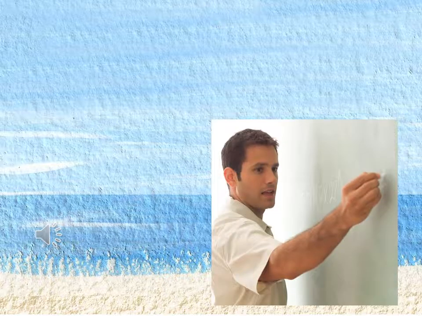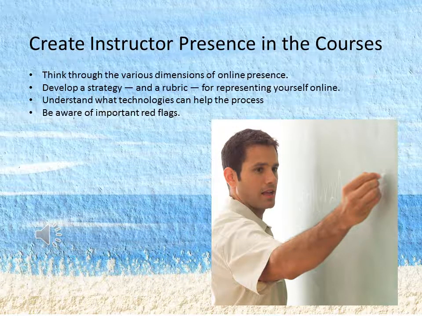In addition to a human presence, you want the instructor to have a constant presence in the course. You want to think through the various dimensions of online presence, develop a strategy and a rubric for presenting yourself online, understand how technologies can help the process, and be aware of important red flags. This is critical. Regular effective contact is so important to be able to respond to the student, for the student to know that the instructor is present. All of this will help improve your retention rate and reduce your attrition rate.